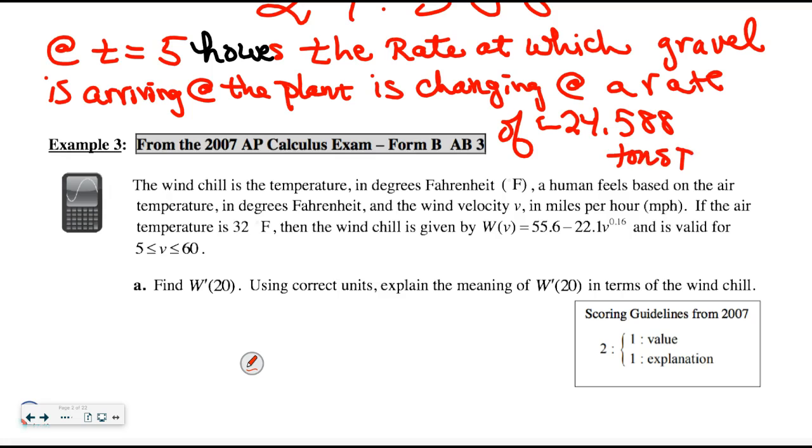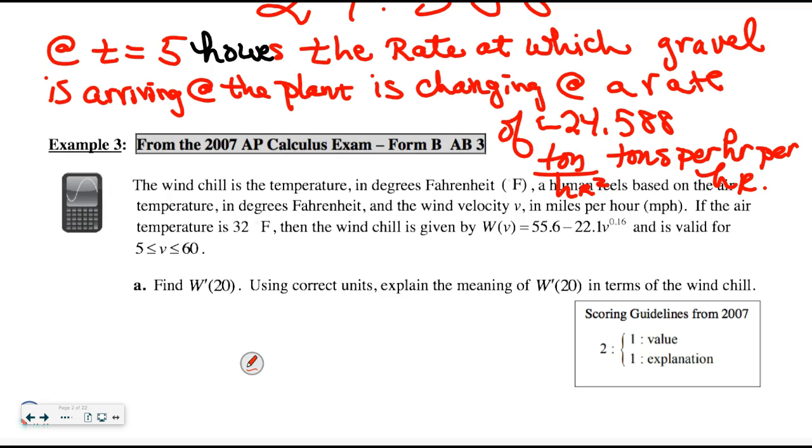Negative 24.588. Tons per hour was what the original function's label was. But we took the derivative, so per hour. Or sometimes it'll say tons per hour squared. Some kids do that. Guess what most kids across the world label this? Tons per hour. It was so easy to score because I just go right to that label, because it says with label. And if the label was off, I didn't even read what they wrote.